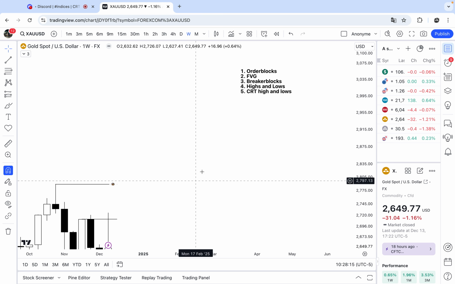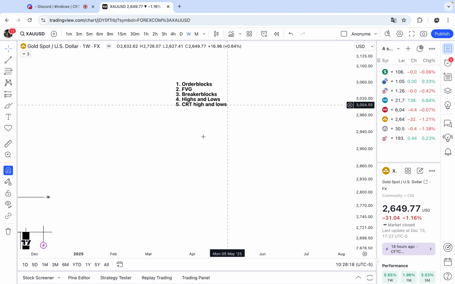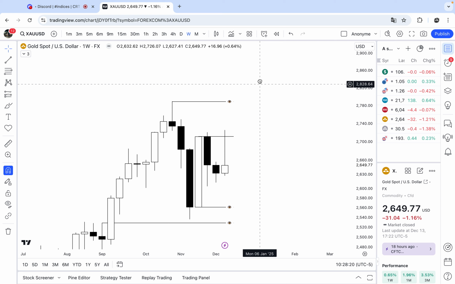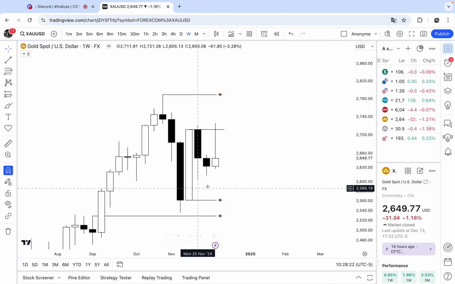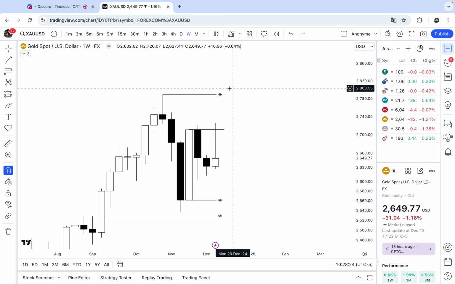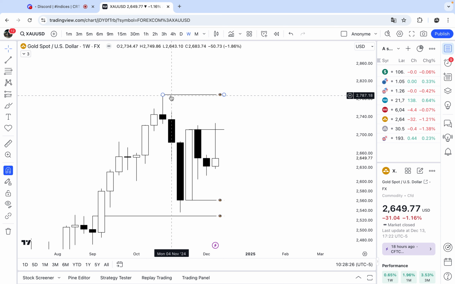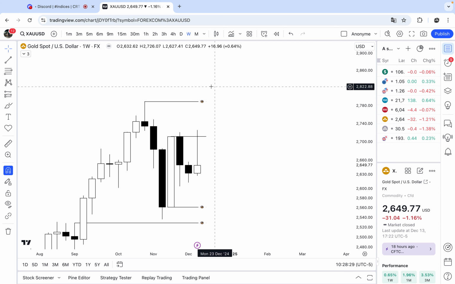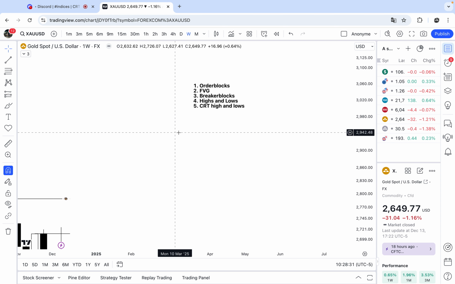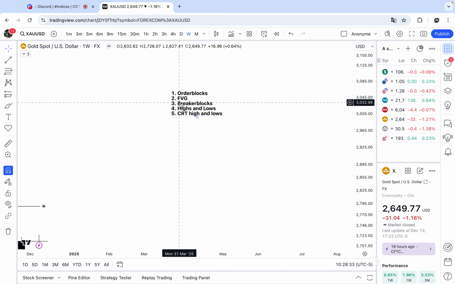So first things first, we marked out key levels. And this is the draw on liquidity. Draws on liquidity are key levels, nothing else. So step one. Step two is I'm looking for market structure.